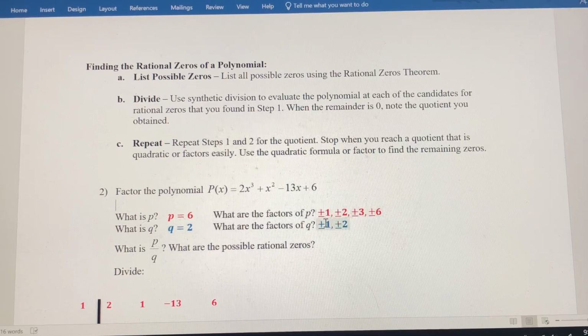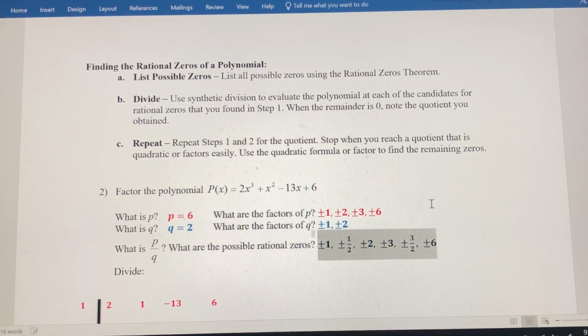So we'd have 1 over 1, 2 over 1, 3 over 1, 6 over 1, all plus or minus. Then we'd have 1 over 2, 2 over 2, 3 over 2, and 6 over 2. Any repetition there, we would only list once, of course.